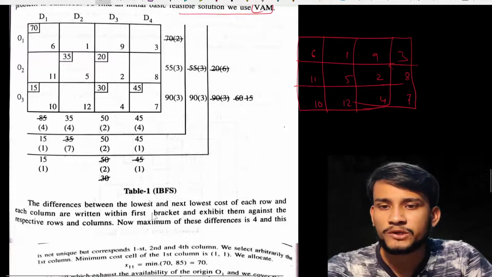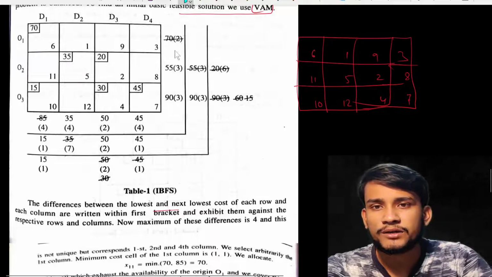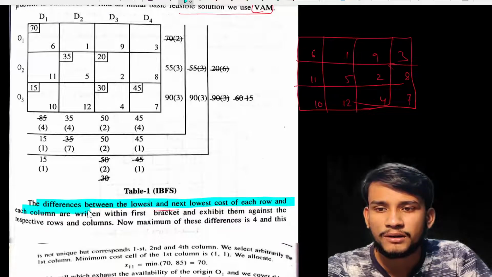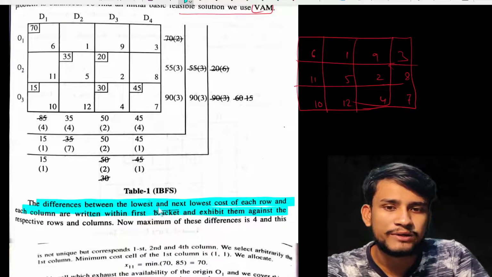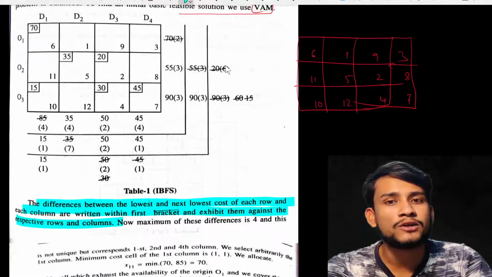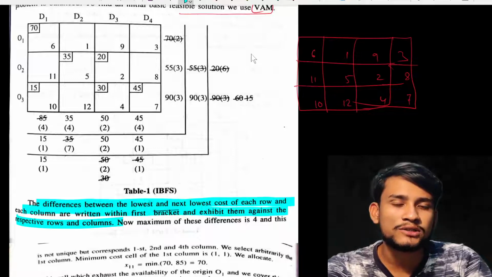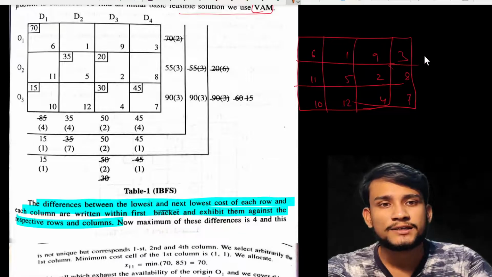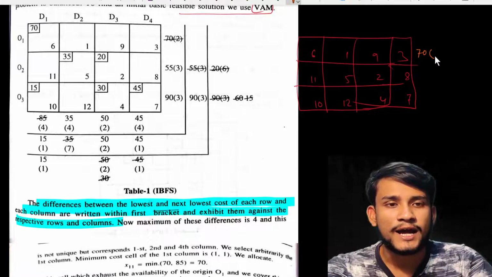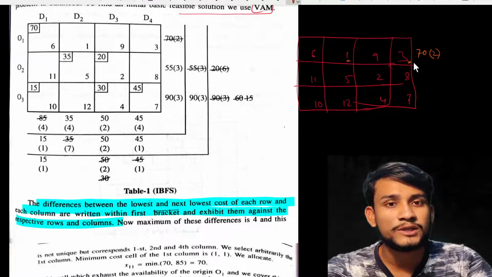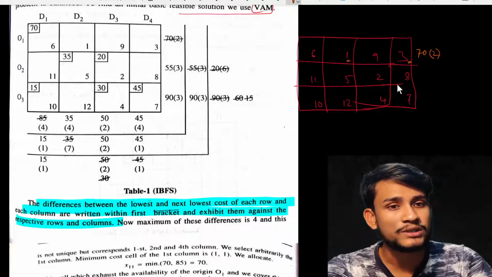We first find the difference between the lowest and second lowest cost of each row and each column, written within brackets against the respective rows and columns. That means for every row and column, we write the difference between the lowest cost and the second lowest cost here. For the first row, 70 is given, the minimum cost is 1 and the second minimum is 3, so the difference is 2.